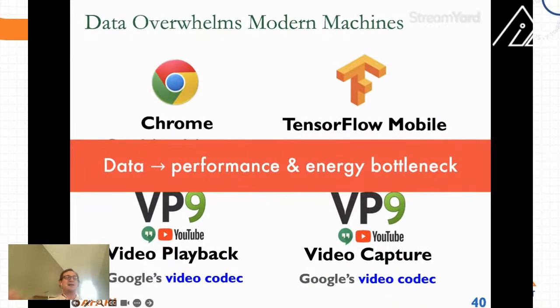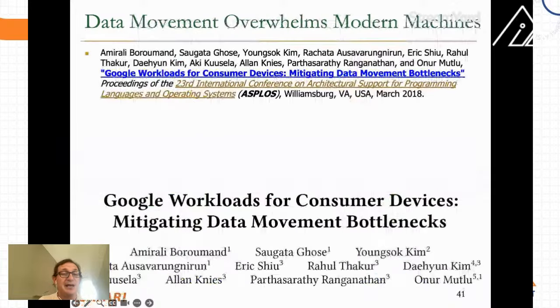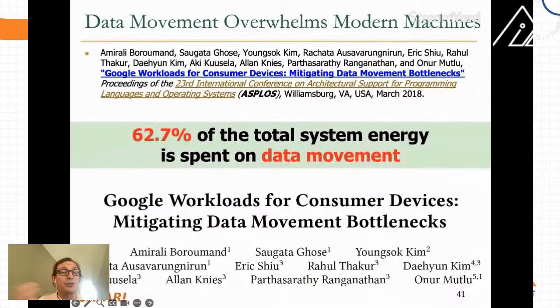Okay, so let me now give you some data based on some of the studies that we have done to demonstrate that data is really a performance and energy bottleneck. I'm going to mention energy, and I'm going to talk about performance in a little bit. So we've analyzed these workloads that you can see over here, including machine learning inference, video analytics, and browsing. And we found that more than 60% of the total system energy is spent on data movement on mobile devices. And I think this is very significant.